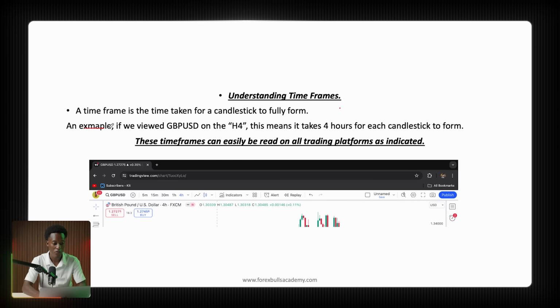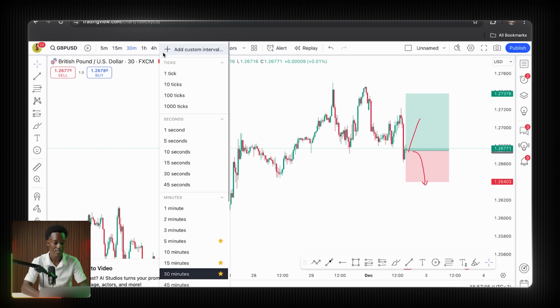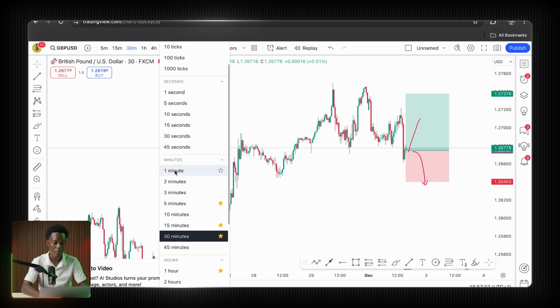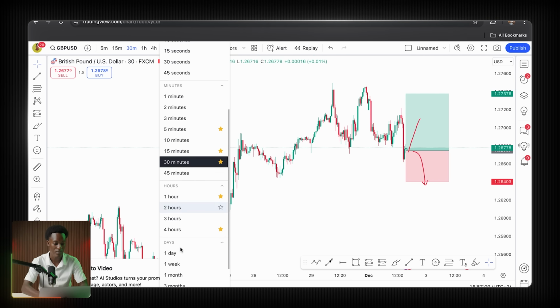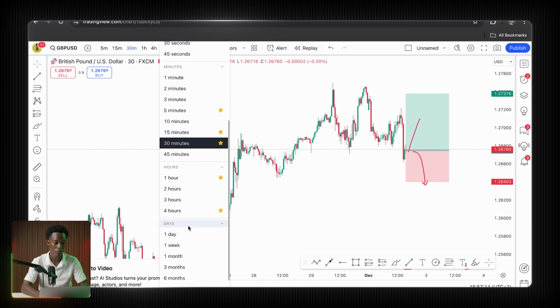Now, as we viewed on GU, we've just seen that. On your TradingView, this is what happens. We have time frames often within this section, so you can always select this. Let me quickly go over to TradingView and then I'll show you how it looks. All right, perfect. These are the time frames here. So we have minutes, we have hours, we also have days, and then there we go, we have ranges. But most importantly, we can always consider these minutes, hours, and then days.